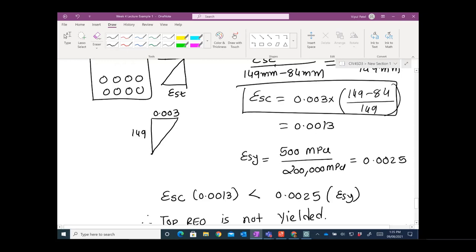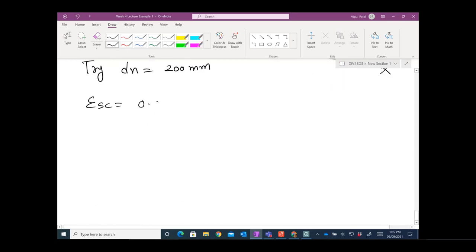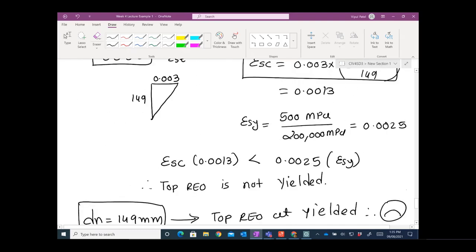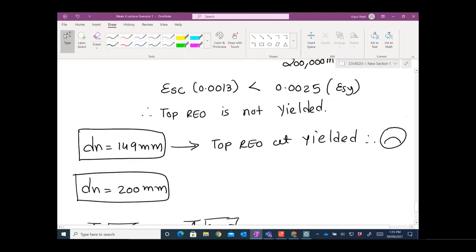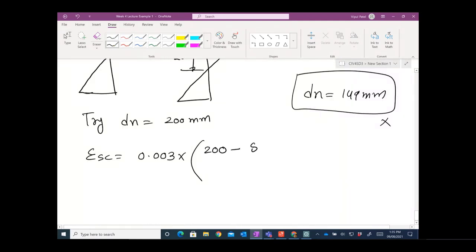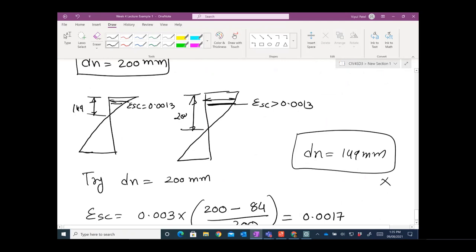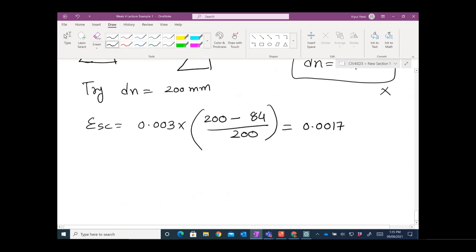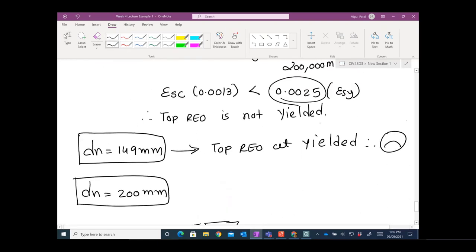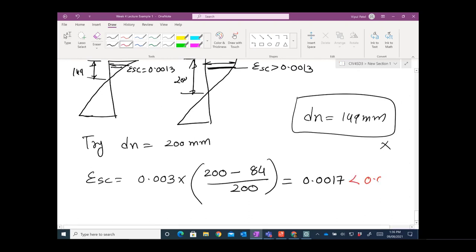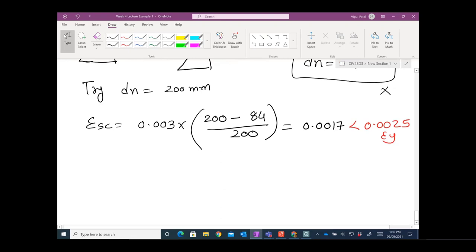Let's calculate this one first, ESC, the strain in the top rio. ESC, remember what was the equation? 0.03, and then you have this, remember 149 was DN, but now we change that DN to 200. So 200 take away 84 over 200. So the strain in the top rio is 0.0017. So look at that. As I mentioned, if you drag your DN down, so your rio is sitting further from the depth of the neutral axis, that strain will increase. But the strain has not increased in a way that it will yield, because our yield strain was 0.0025. So it's still less than 0.0025, so this steel is not yielded yet.